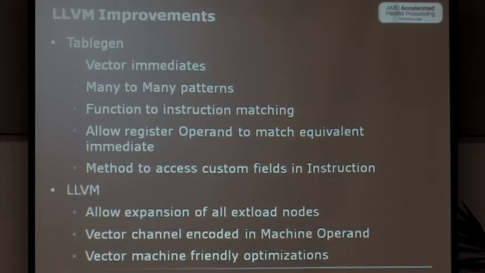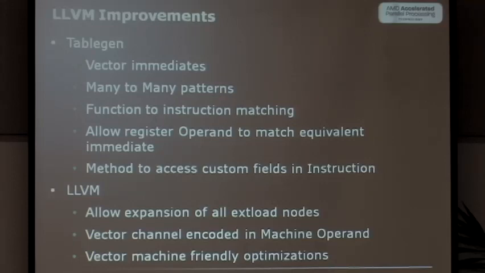Now going to LLVM itself. I mentioned this earlier, but allow expansion of all extended load nodes. Since we don't support any extended load nodes, I don't see why I should have to support any extend when my hardware doesn't support it. So being able to expand not just extended loads, but as many nodes as possible. Also, having vector channels encoded: since we are a vector type, being able to encode the vector channels in the machine operand would be very useful. Right now, each vector channel requires 3 bits of information. There is a machine operand flag, but it is only an 8-bit field, and I need 12 bits of information. So having the ability to encode a vector channel in the machine operand would be useful.